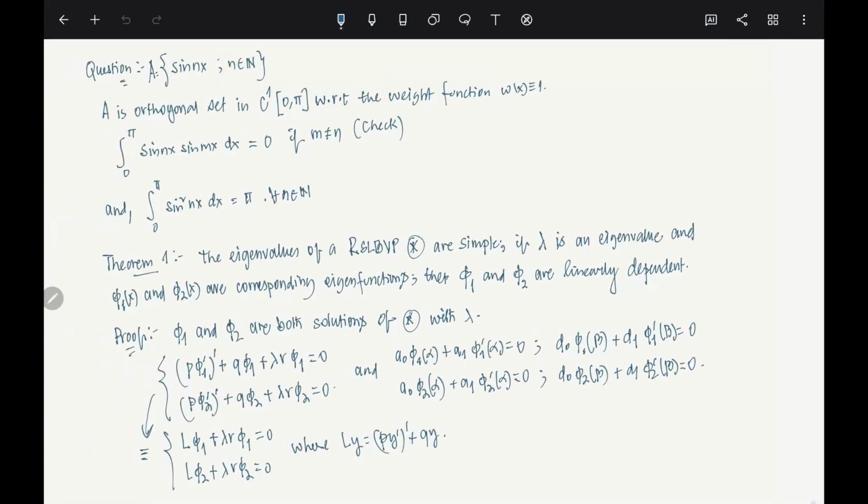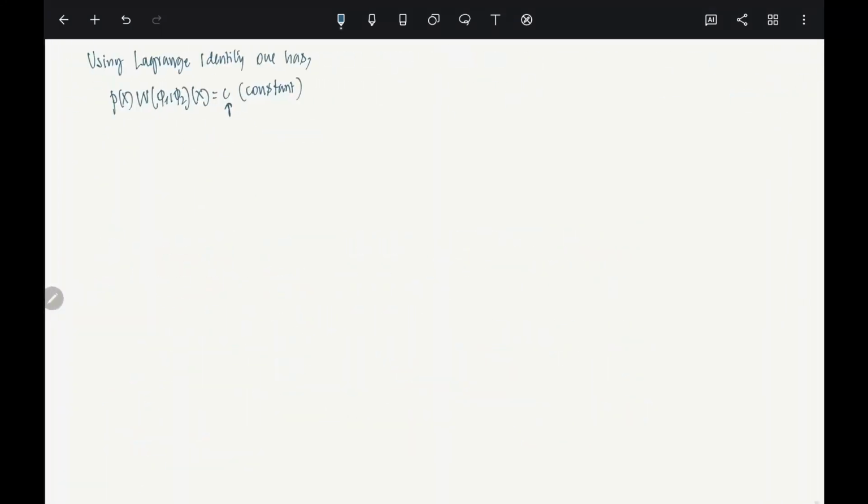See, that is what I am trying to say. From these two equations, what do we have? We have that the Wronskian of phi1 phi2 at the point alpha is equal to 0. This is what it is saying, right? Or even this is also saying the same thing. The Wronskian of phi1 phi2 at the point beta is 0. This is what it is saying.